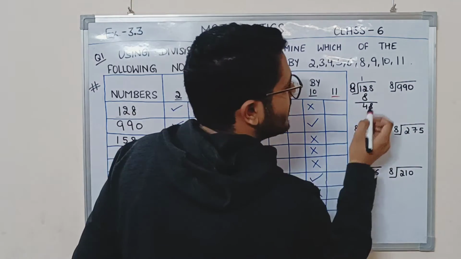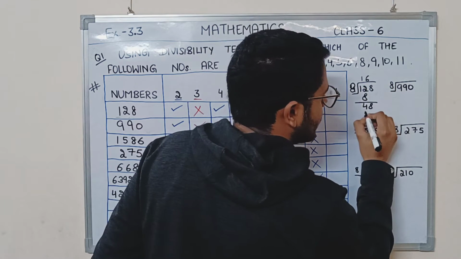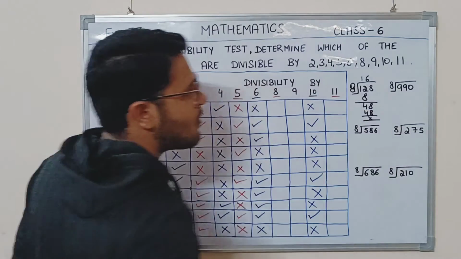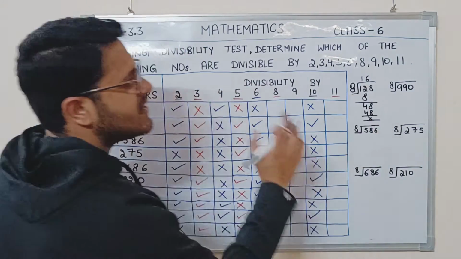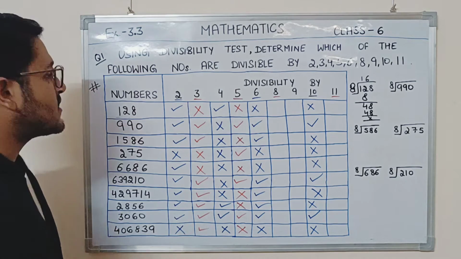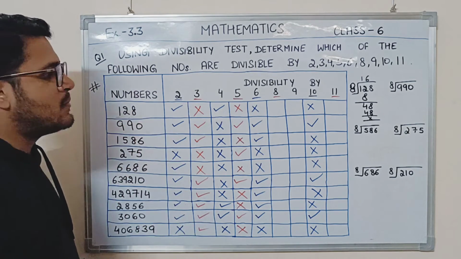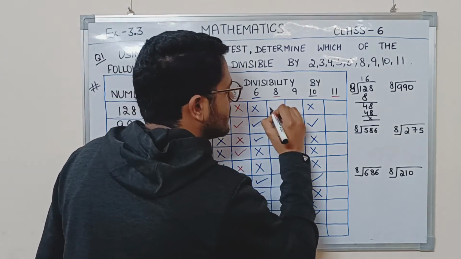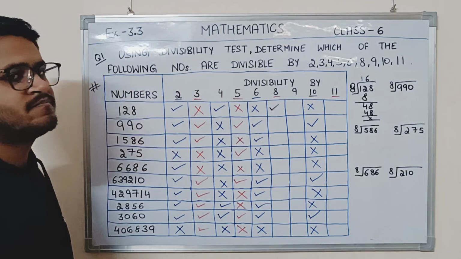48. 8 sixes are 48, and the remainder is 0. So we can say 128 is divisible by 8. If 128 is divisible by 8, then the whole number is divisible by 8. So we will mark a tick.